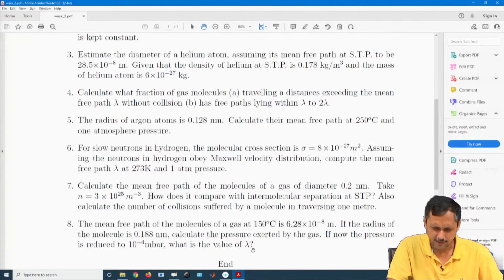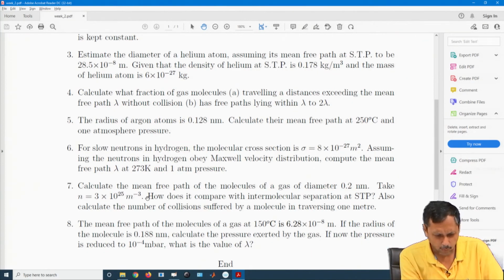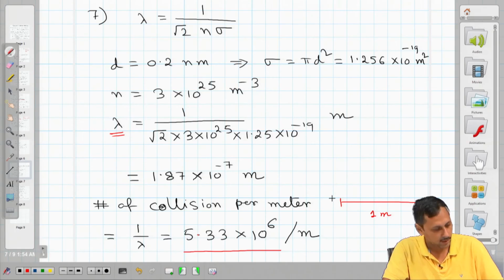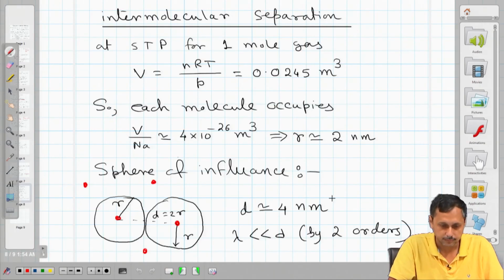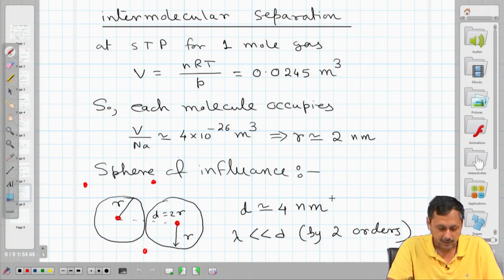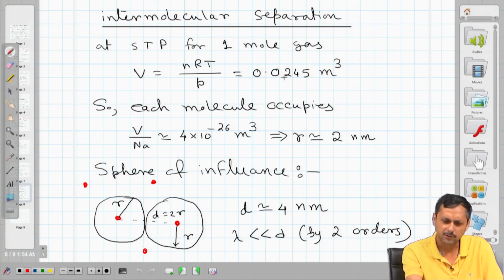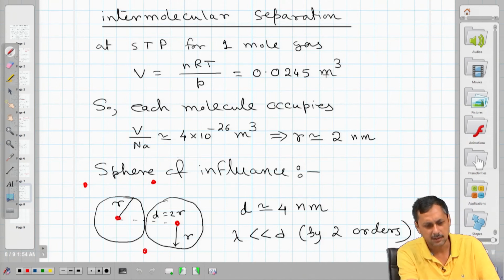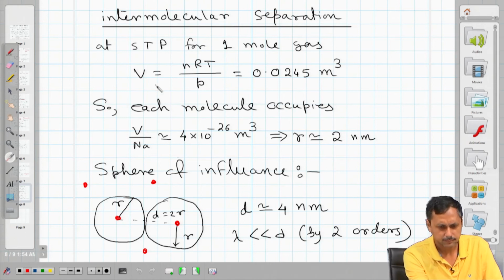There is a third part to the problem. How does it compare with the intermolecular separation at STP? Now, how do you compute the intermolecular separation? For STP, any ideal gas has a volume of 0.0245 meter cube. Why? Because V is equal to nRT by P from the relation PV equal to nRT.